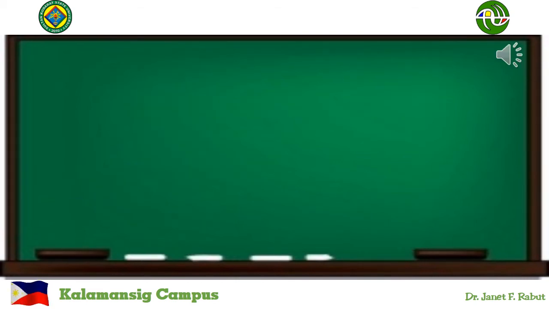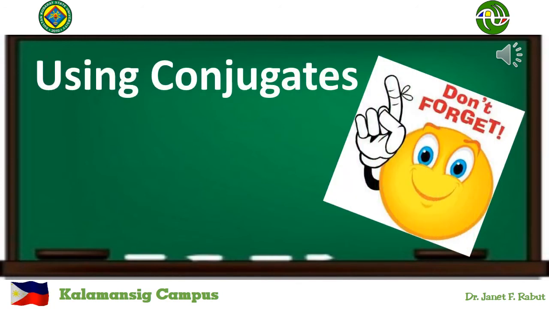This time, we will continue with the next technique using conjugates. By the way, let us review first what is conjugate. The conjugate is where we change the sign in the middle of two terms. We only use it in expressions with two terms called binomials, and the conjugate needs to be multiplied to the numerator and denominator.